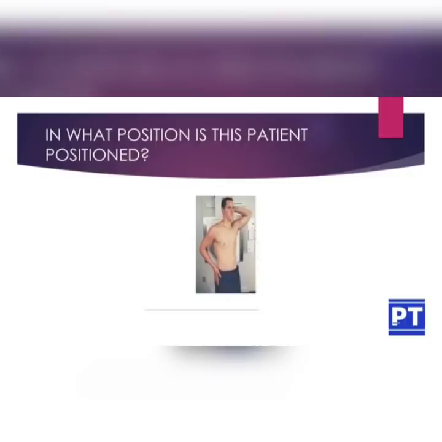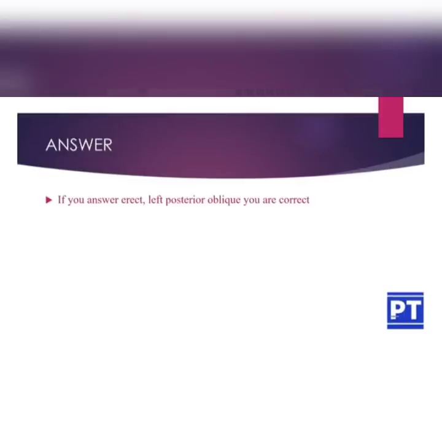In what position is the patient positioned? Will you be able to identify? This is the image receptor and the patient's one side is in contact with the image receptor, and the patient's posterior aspect is in contact with the image receptor, and the central ray is entering through the anterior aspect. So if your answer is erect left posterior oblique, then you are correct.